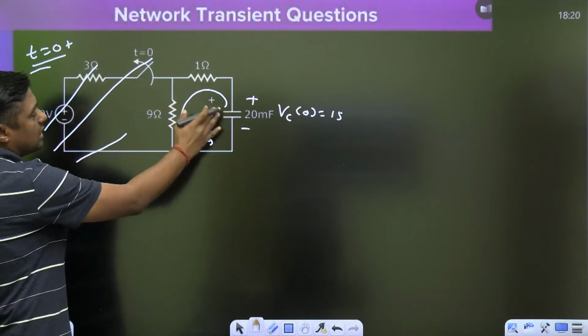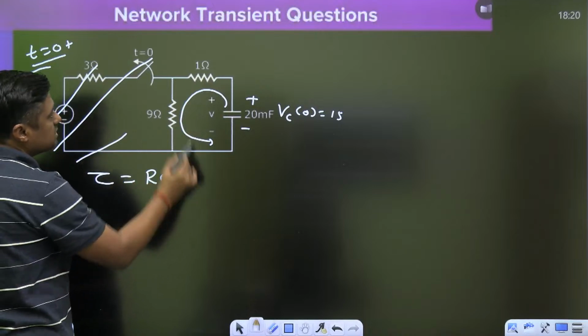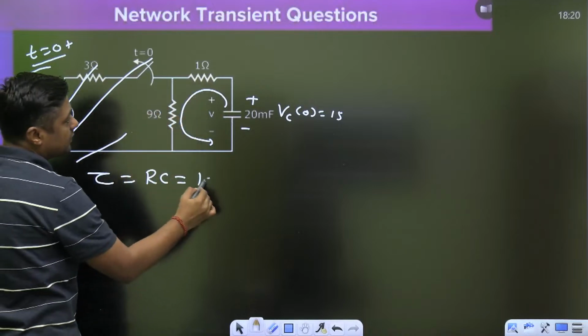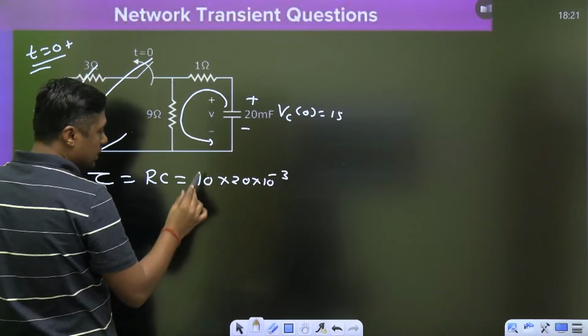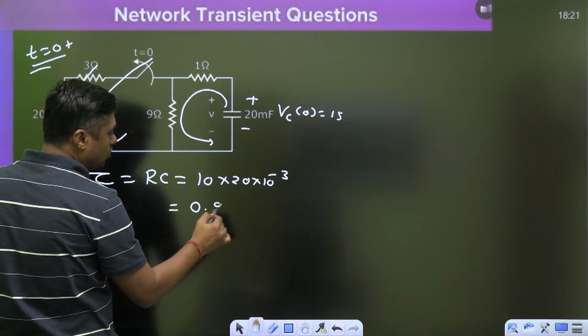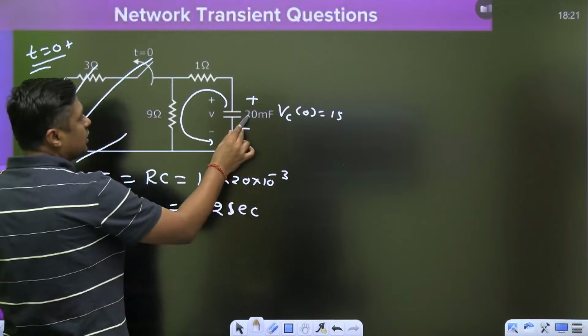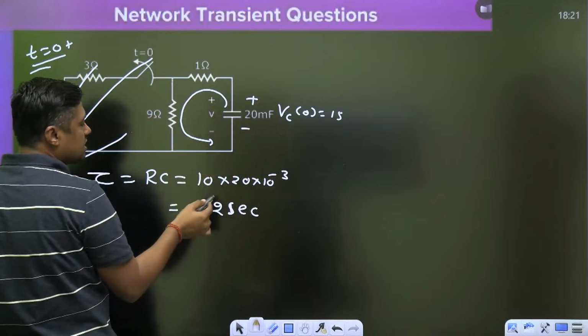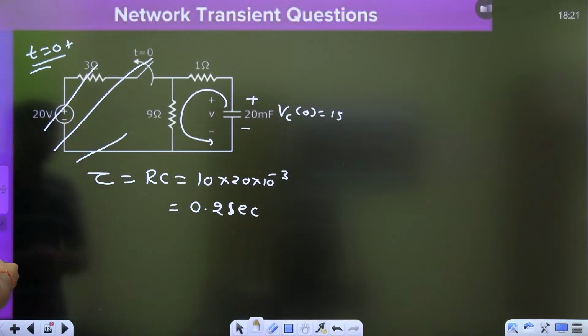So what is the time constant for this circuit? RC. What is the R? 9 plus 1, 10, into C, 20 into 10 raised to power minus 3. It becomes 200 into 10 to the minus 3, which means 0.2 second. Because I have converted into farad, and this is the ohm, you are getting 0.2 second. This is the time constant, RC.